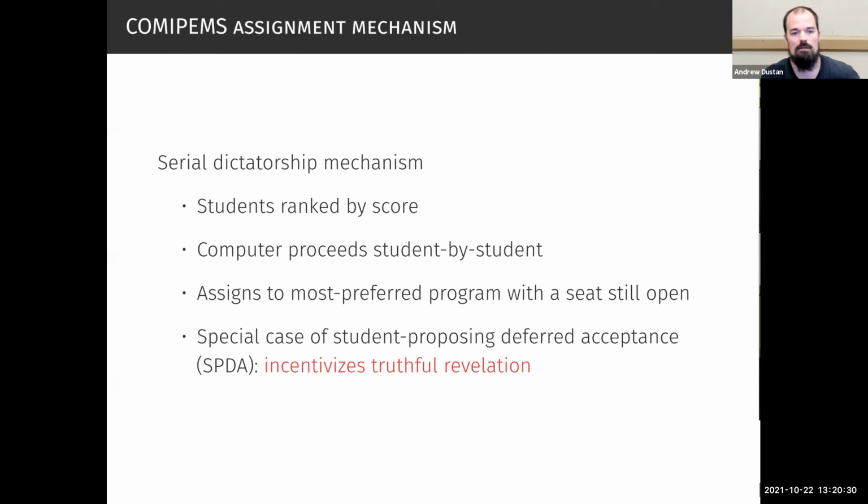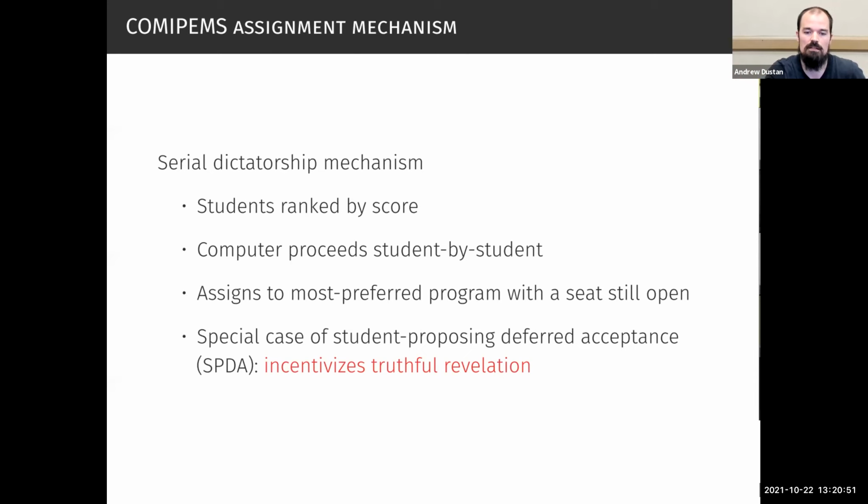So this assignment mechanism is a special kind of student proposing deferred acceptance mechanism. They call it serial dictatorship. Students get ranked by score. The computer goes down the list student by student and gives each student their most preferred program, according to their list at the time, that still has a seat open for them when their turn comes up.